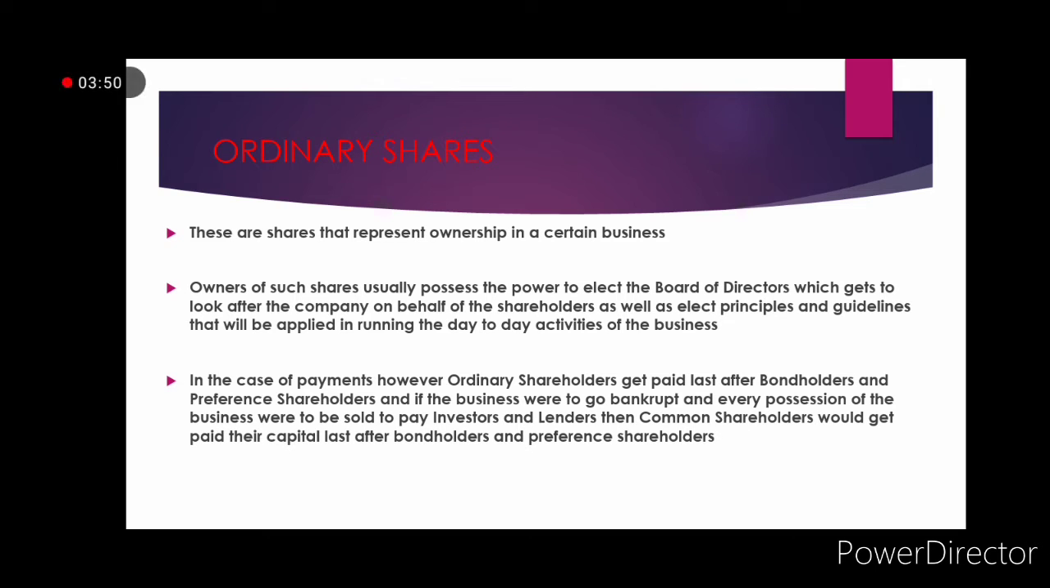in case the cash dries out, as far as dividends are concerned, ordinary shareholders might not get paid dividends. In case of bankruptcy, after all bondholders get paid and all preference shareholders get paid, the finances are more likely to have run dry by the time it gets to the ordinary shareholders. So they might miss out on dividend payments, and in case of bankruptcy, they might not get their capital invested. They might not get all of it, or they might not get it at all. That's the flip side of owning ordinary shares.